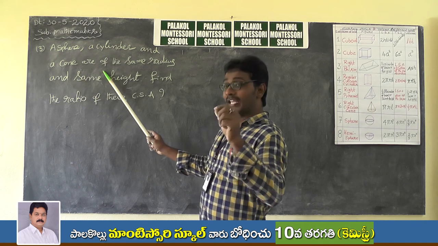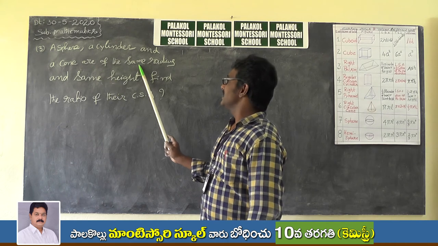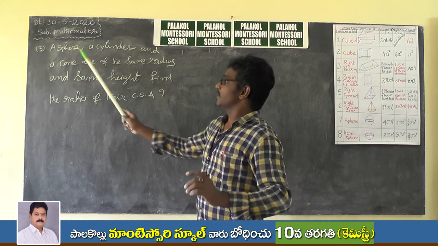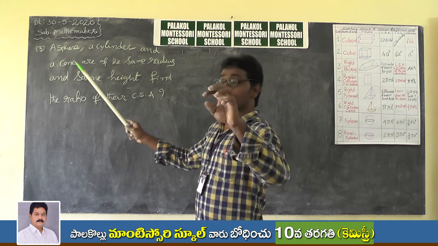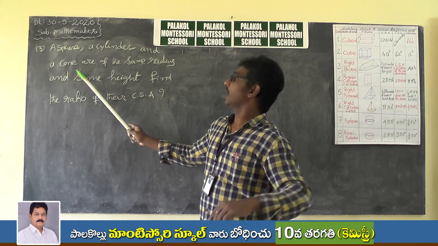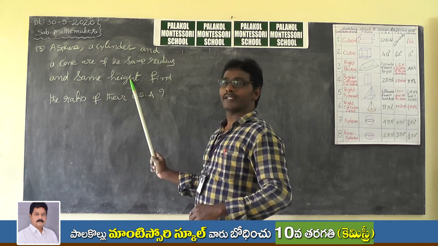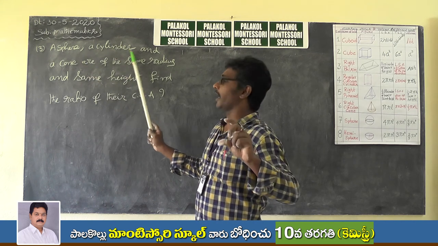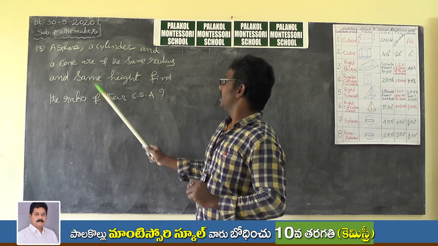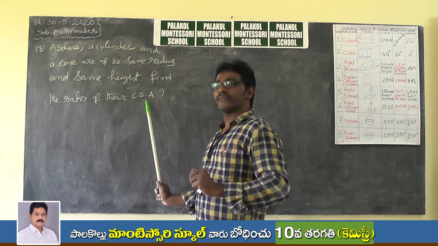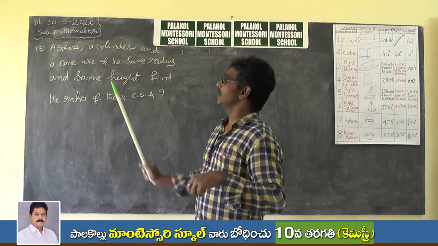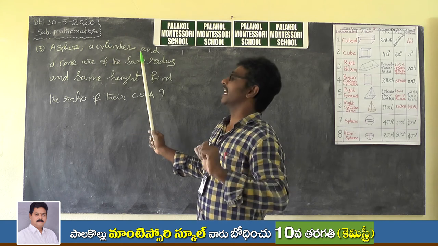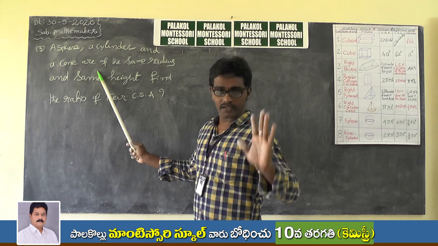But here one condition is there. They are of the same radius. Yes, all are the same radius. That means the sphere radius, the cylinder radius and the cone radius are the same. And the same height, so the height of the sphere, height of the cylinder and height of the cone are the same. Find the ratio of their curved surface areas. So now you find the curved surface area of the sphere, of the cylinder, and of the cone.